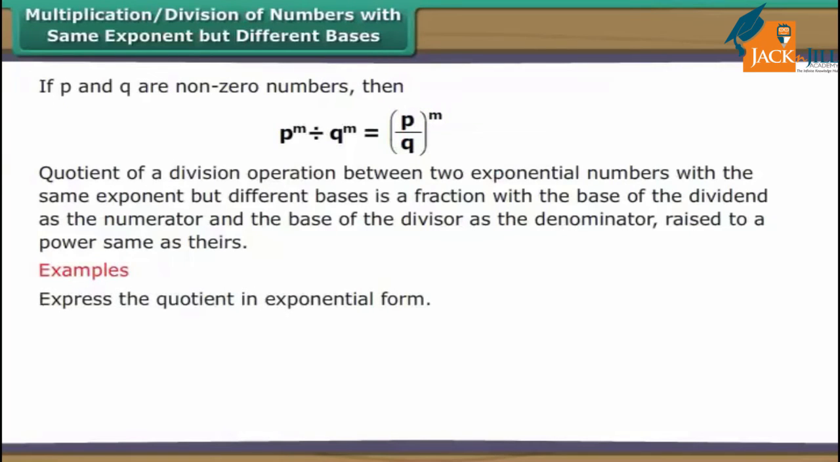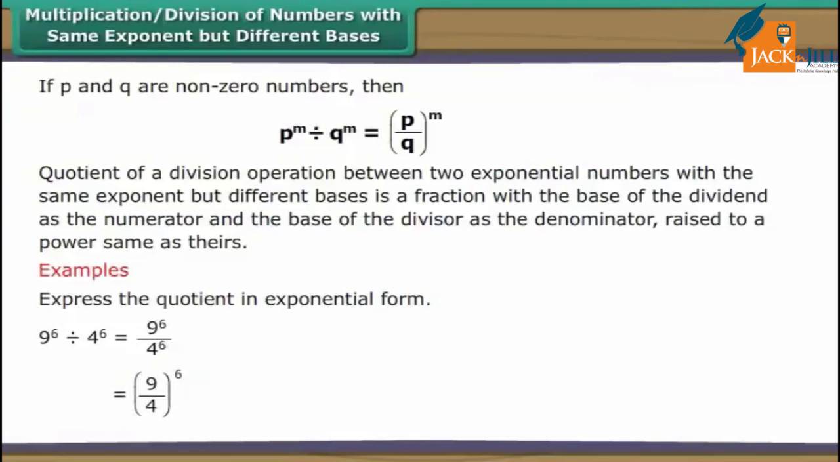Express the quotient in exponential form. 9 raised to the power 6 divided by 4 raised to the power 6 is equal to 9 raised to the power 6 upon 4 raised to the power 6, which is (9 upon 4) whole raised to the power 6.